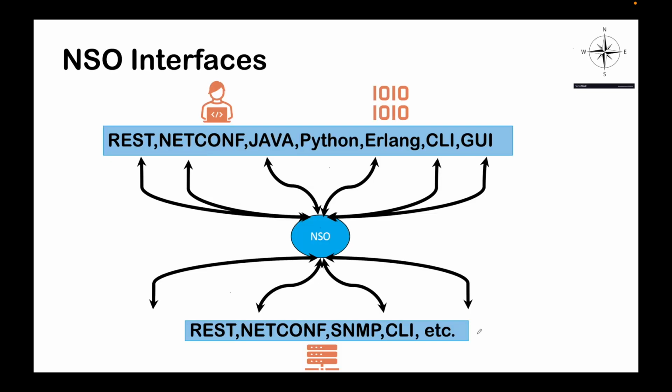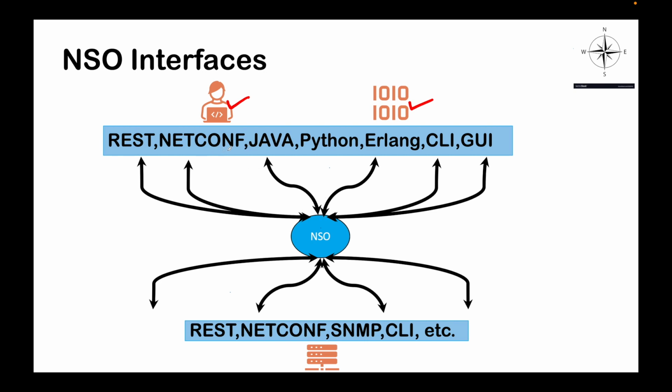So I said that I'll talk a little more about the interfaces that NSO has. This particular slide is talking about all those interfaces. For example, here you are seeing that our network engineer is sitting. Here you can see that our application is sitting. And in the middle we have NSO, which has different interfaces.